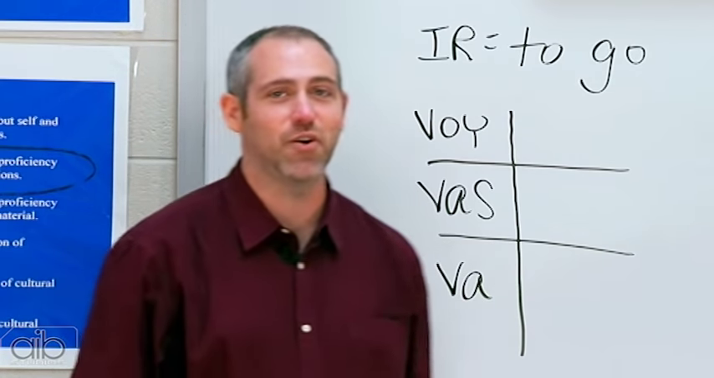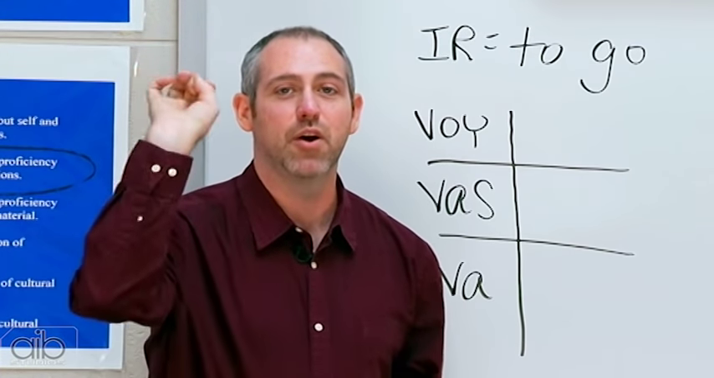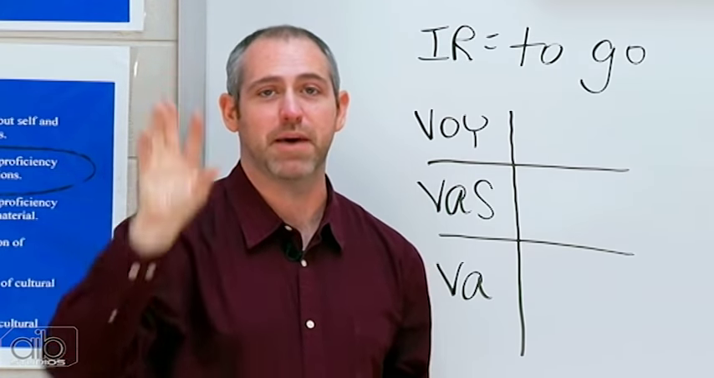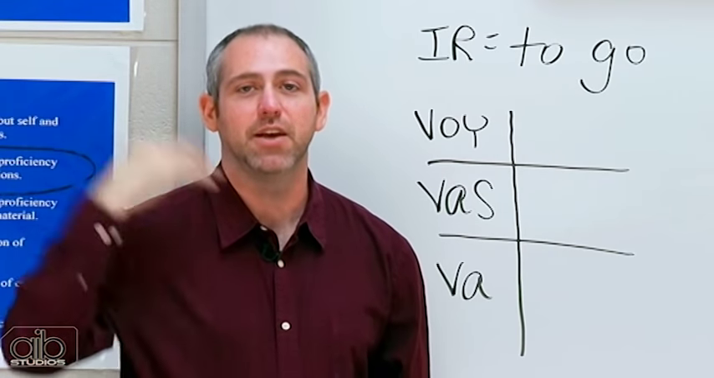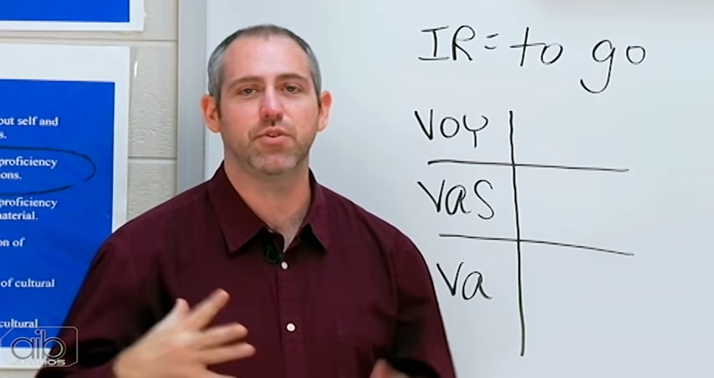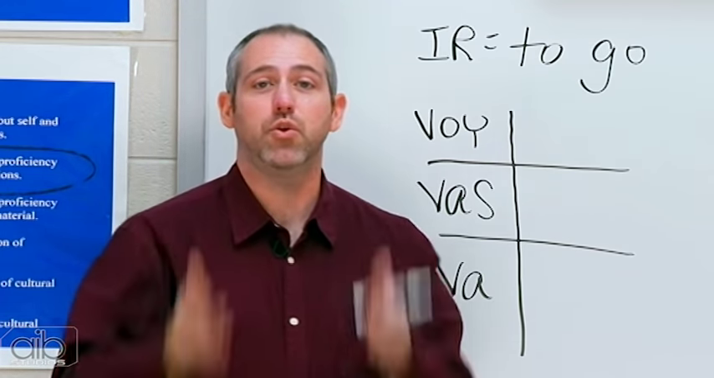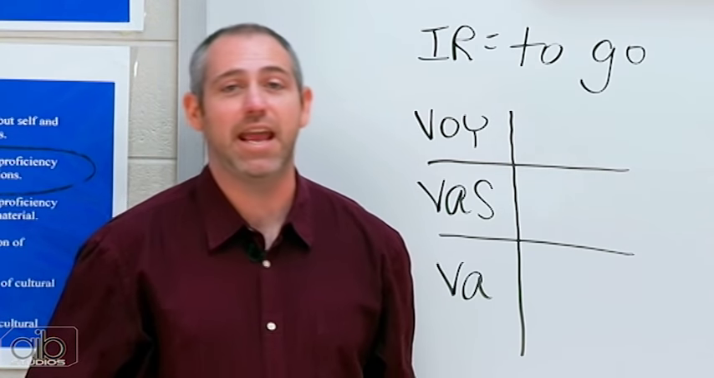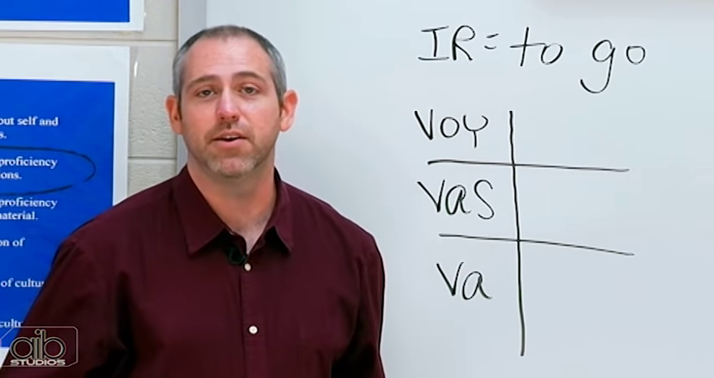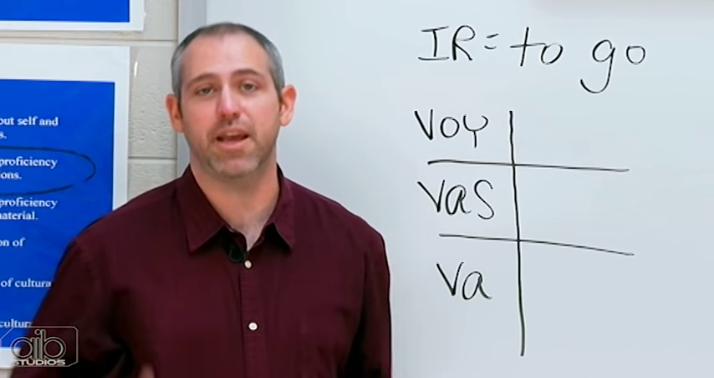Okay, so you remember how we did o, as, a, amos, eis, an, right? Go ahead and start doing this with ir. Voy, vas, va. Go ahead and get that in your head. Start practicing the conversation so that you just have them completely internalized and you know how to say them really well. So I go is voy, you go is vas, and he goes is él va, she goes is ella va, and you in a respectful way go usted va.